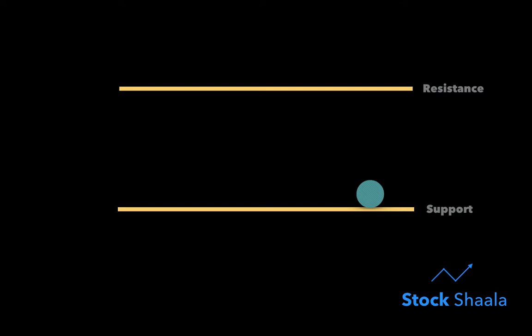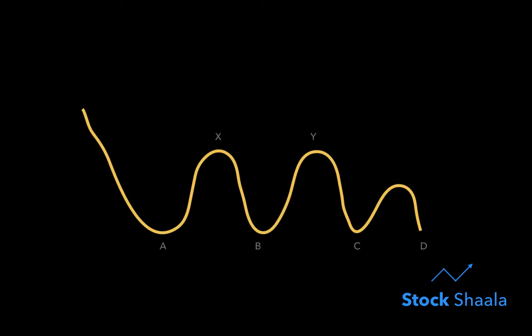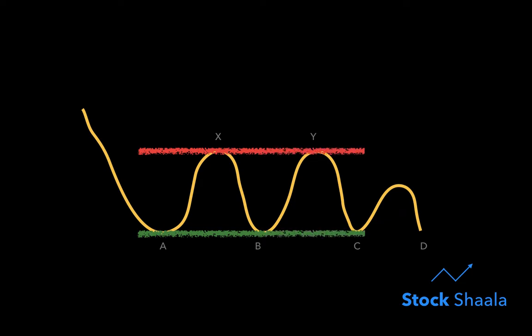These support and resistance levels are important because something interesting happens when the ball reaches the zone. Consider the following price pattern. X and Y are the major highs in this pattern, while A, B, and C are the major lows. Let's simply try and connect the major highs and lows. We see something very interesting now. The lows here tend to act as the temporary floor or the support zone, whereas the highs tend to act as a temporary ceiling or resistance zone.